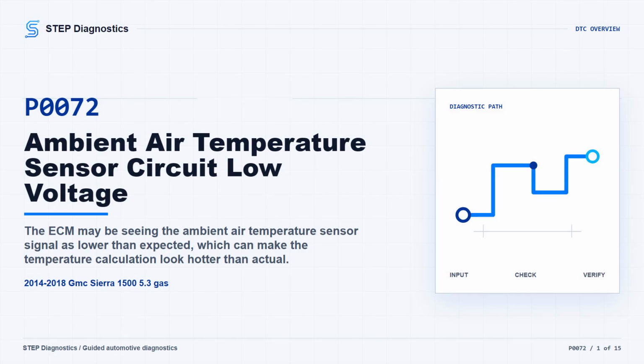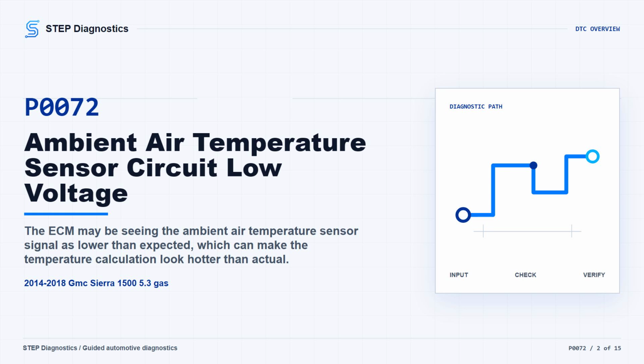On this 2014 to 2018 GMC Sierra 1500 with the 5.3 gas engine, P0072 means the ambient air temperature sensor circuit is being seen low by the ECM. In plain language, the module may be interpreting the outside air temperature signal as hotter than it should be. The driver may see a service AC message, the system can use a default value, and the displayed outside temperature may not update the way you expect, because that display is filtered and usually changes while driving, not while parked.